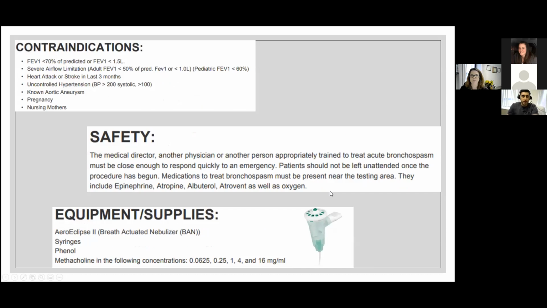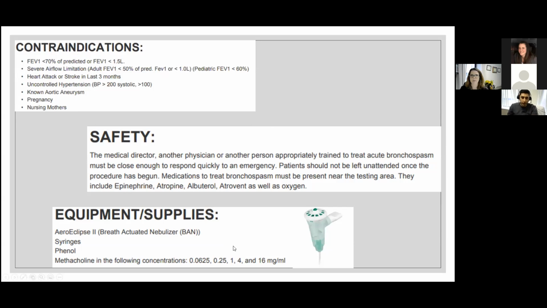The contraindications we use are pretty similar. We have a contraindication of an FEV1 less than 70. If they've had a heart attack or stroke in the last few months, uncontrolled hypertension, pregnancy, things that were all listed in the recommendations by the European Respiratory Society and American Thoracic Society. It lists the same thing regarding safety that I had mentioned earlier and the need for appropriate personnel and equipment to be available during the procedure.